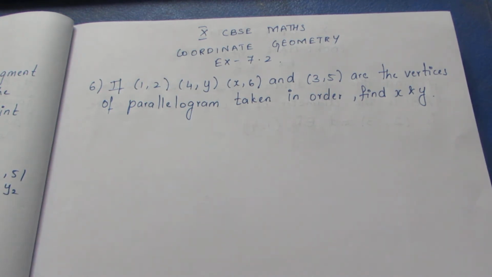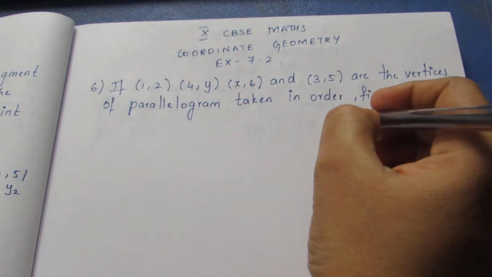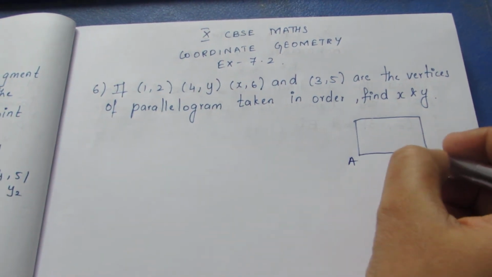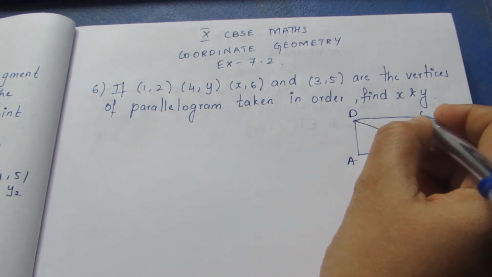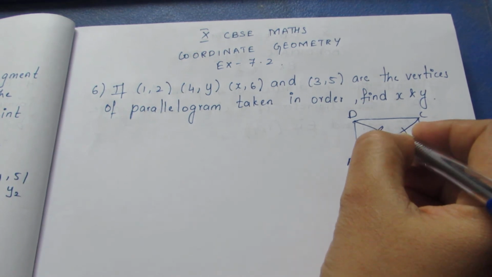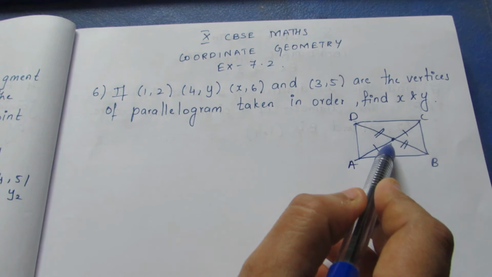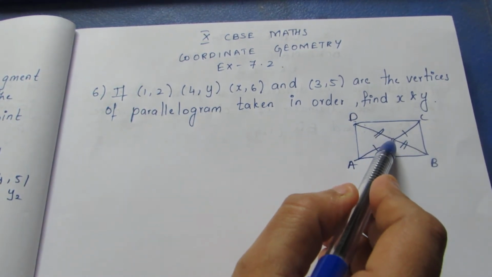If any vertex is missing in a parallelogram, or if we know that there is a variable missing, to find it we need to take the diagonals. Let's take this parallelogram as ABCD. We know that in a parallelogram the diagonals bisect each other. So the midpoint of AC is equal to the midpoint of BD. It will meet at the same point.